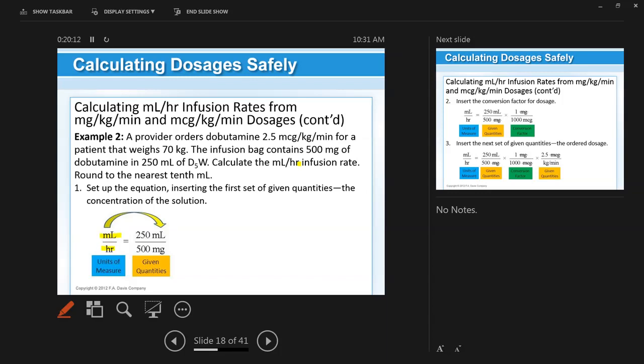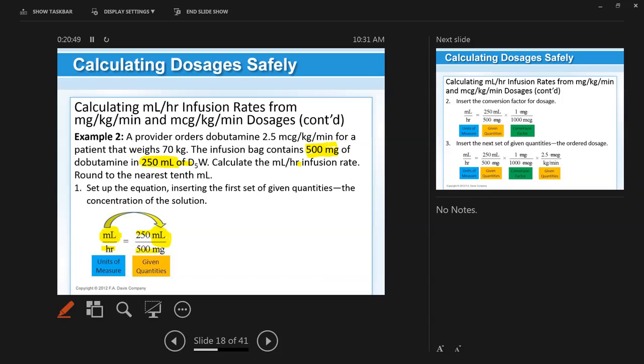Since our numerator of what we're looking for is milliliters, we know milliliters has to go here. And let's look up to our problem. We are looking at this infusion bag. It's already been mixed. The pharmacist is telling us there's 500 milligrams of medication in 250 milliliters. D5W is actually irrelevant. Again, we would verify that it's in the right solution, but that's not part of the equation. So we know that 250 milliliters is married to 500 milligrams. So we can go ahead and put our 250 milliliters over 500 milligrams.